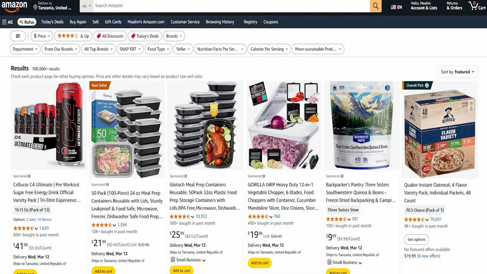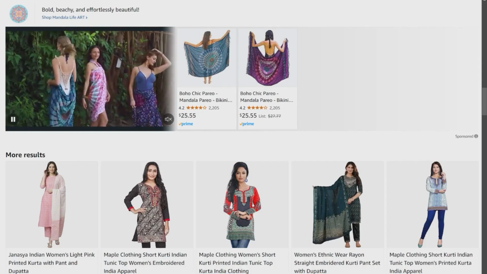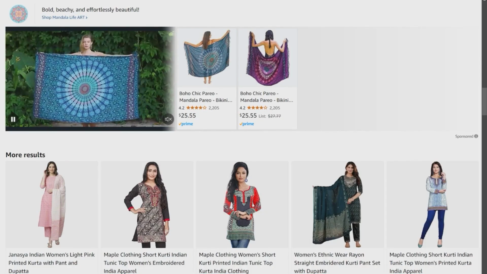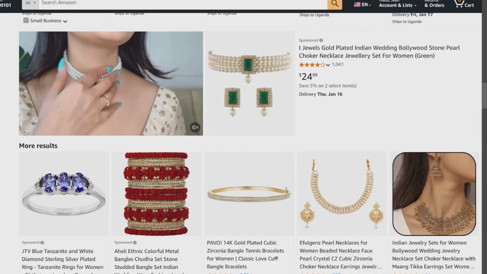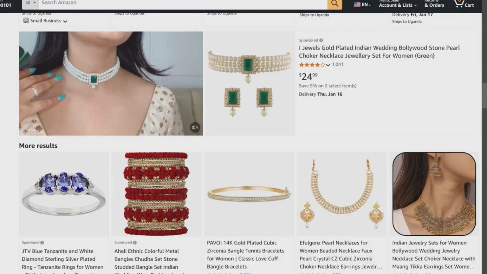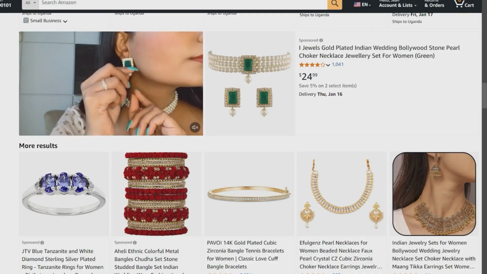Evaluate your competition. Who are the competitors in the online space? What are their strengths and weaknesses? How will your product compare in terms of quality, price, or uniqueness? Remember, customers have countless options online. To stand out, your product must have something special: a unique story, exceptional quality, or added value of some kind.